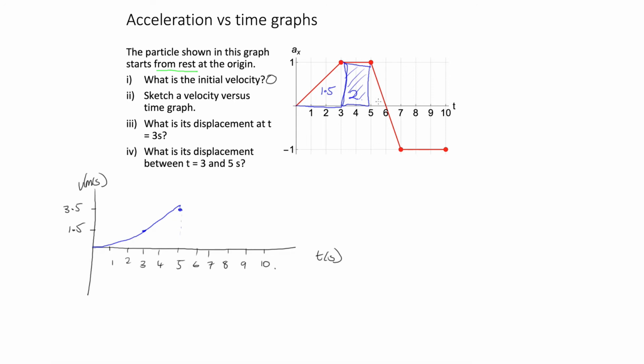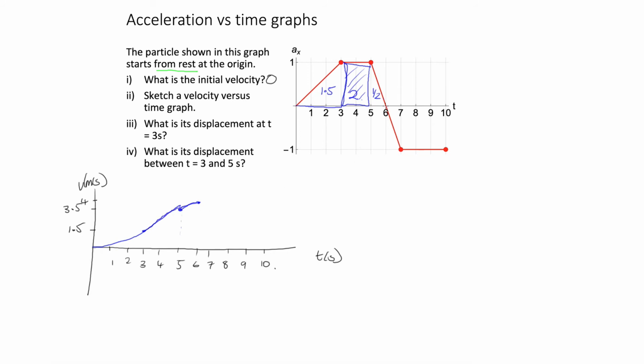And then between 5 and 6 seconds, the acceleration is decreasing at a constant rate. So we'll have a parabola again. And the change in the velocity is the area under this curve. So this is a triangle with height 1 and width 1. So that's got an area a half. So we're going another half a meter. So we're going up to 4 meters per second. So at 6, we've got a parabola like this. So this should all join up.